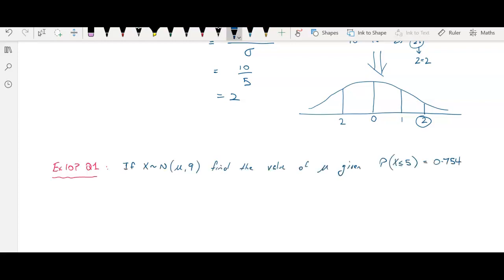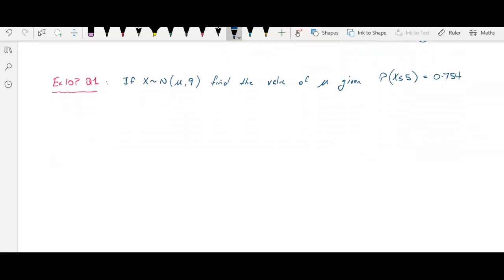Okay, let's have a look at this example. In fact, it's question 1 from exercise 10p. So, x is distributed normally. We don't know the mean. Our standard deviation is 3. Find the value of mu given that the probability that x is less than or equal to 5 is equal to 0.754. If you feel like you want to have a crack at this, then it's probably a good idea to pause the video now, have a go at it, and then come back and see if you're right, see if we match. If you feel like another example is going to be helpful, then just watch on. But try and anticipate what's going to happen next, perhaps.